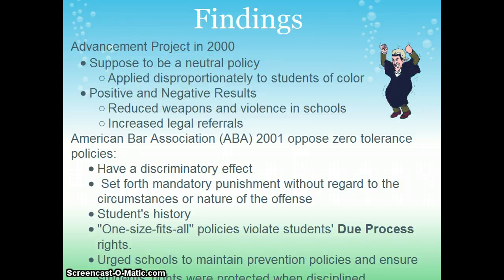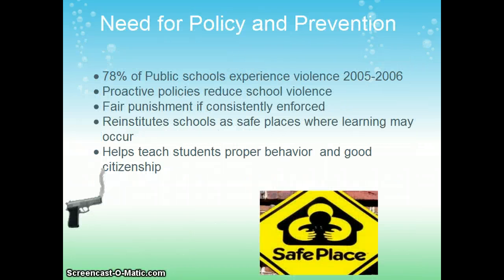And the ABA urges schools to maintain prevention policies instead of just punishment policies, and to ensure that students' rights are protected when they're disciplined. Schools do need this prevention policy, the zero tolerance policy of some sort, because 78% of public schools do experience violence, as seen in the quotation of 2005-2006 data. We need proactive policies to reduce school violence instead of reactive policies. We need to ensure fair punishment.